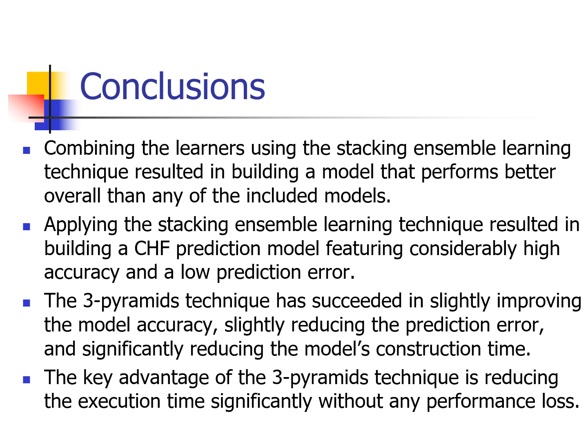And from the experiment, we have found that applying the 3 permit technique succeeded in slightly improving the model accuracy and slightly reducing the prediction error, which are not the main goal for applying this optimization, because the main goal is the time. In terms of time, we significantly reduced the construction time for the model. So the key advantage of this optimization technique is reducing the execution time significantly without any performance loss.